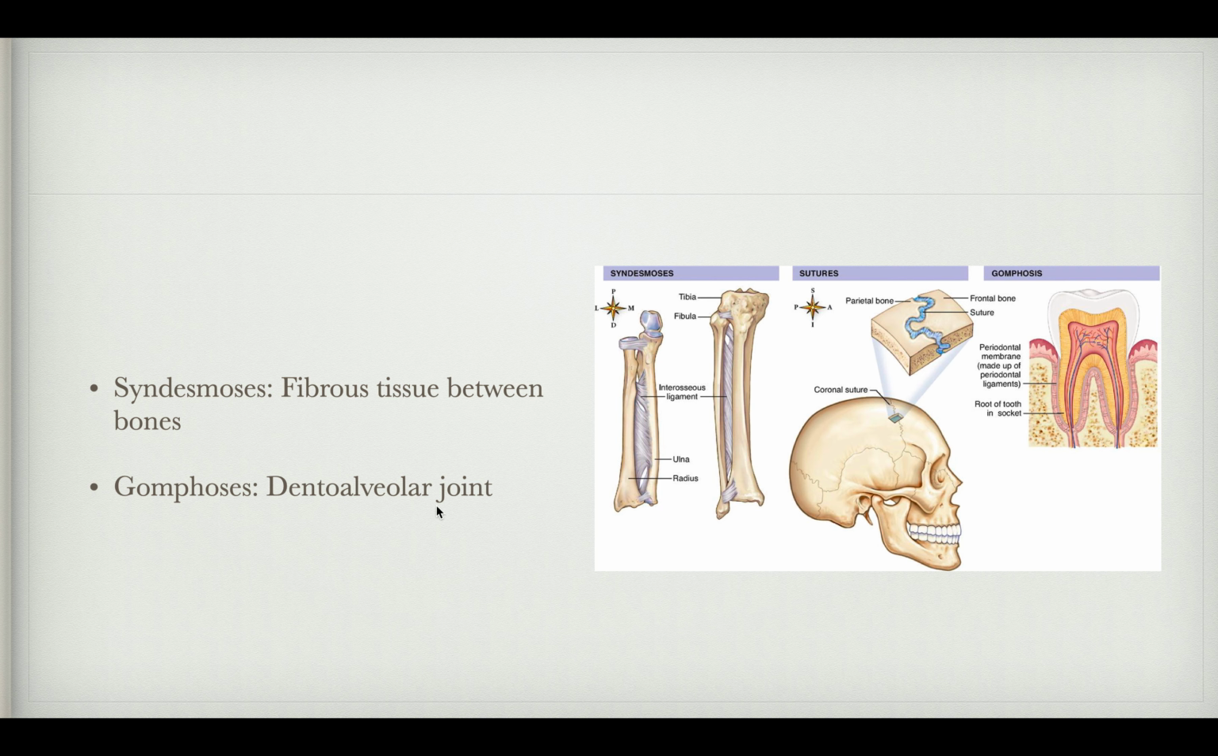The gomphoses are the fibrous joints that occur between the teeth and the supporting bones of the jaw, and it's also known as the dental alveolar joint. And as you can see here, it is attached to the periodontal ligament, and that connects the tooth and the dental alveolus of the bone.